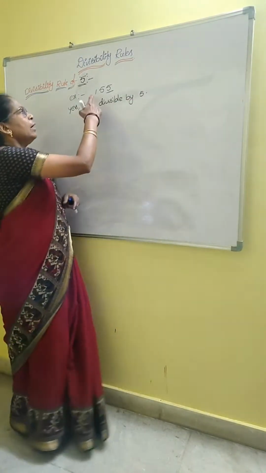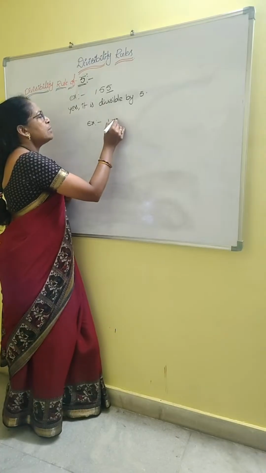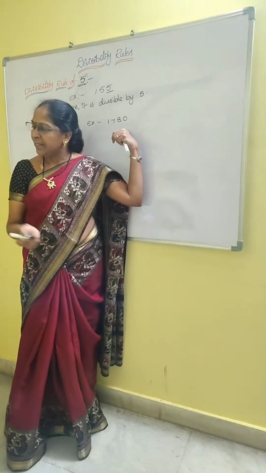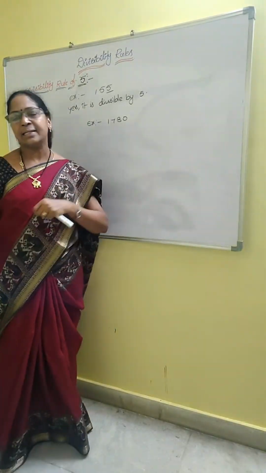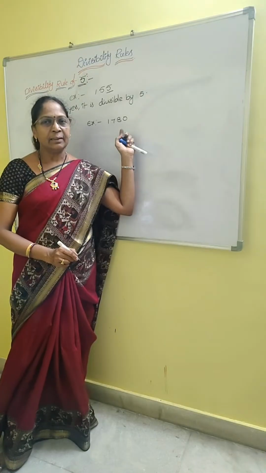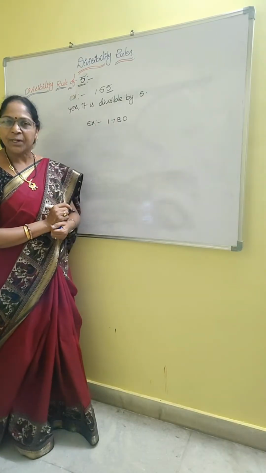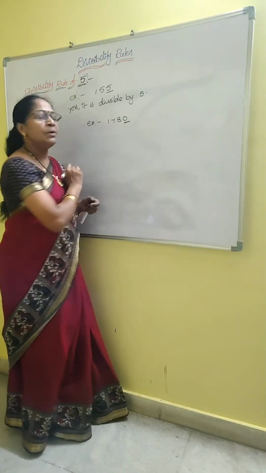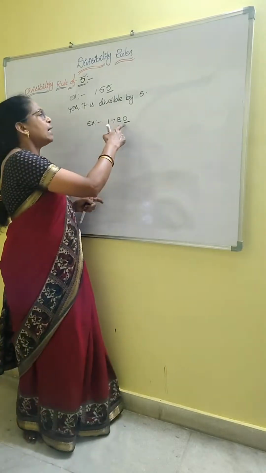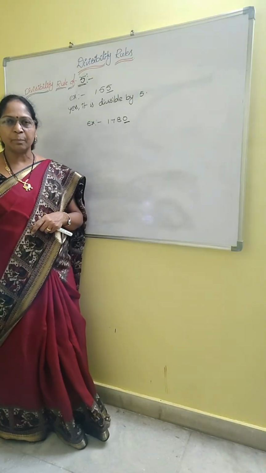For example, instead of 155, one more example I am writing here: 1780. Is this number divisible by 5? Anyone, can you say? You can write the answer in the comment section. Yes, it is divisible by 5. How can you say? You have to consider the unit digit's place of the number, the last digit. Here the last digit is 0. If the last digit is either 0 or 5, then only the given number is divisible by 5.